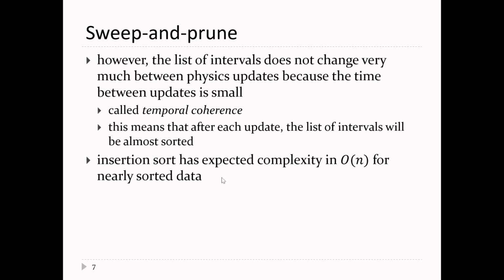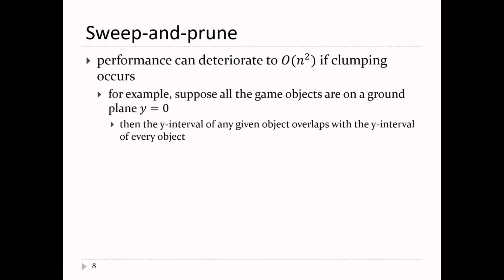So if you use sweep and prune, you can figure out how many possible collisions you have in expected O(n) time, most of the time. There's a problem. The problem is that this doesn't work for many types of games. Your performance deteriorates to O(n squared) if clumping occurs. By clumping, it means you have lots of overlapping intervals. So why might this happen?